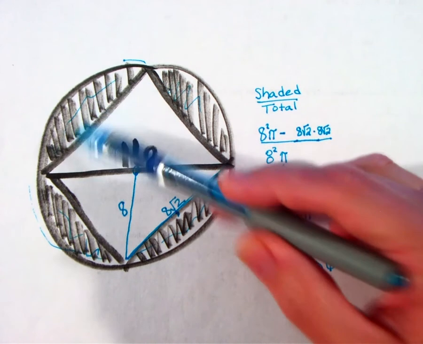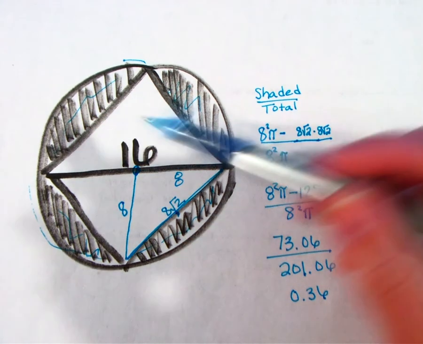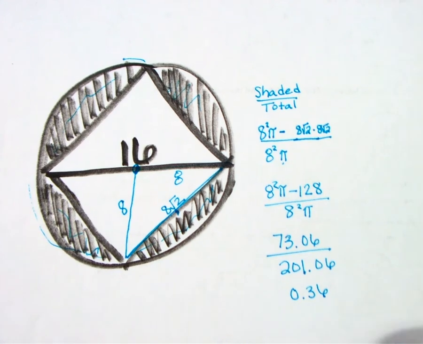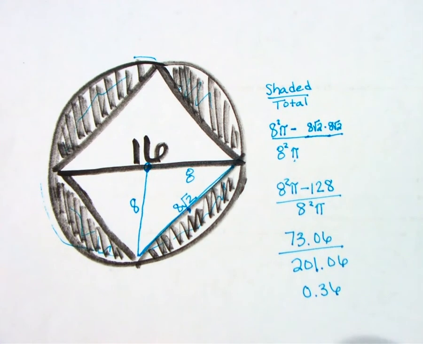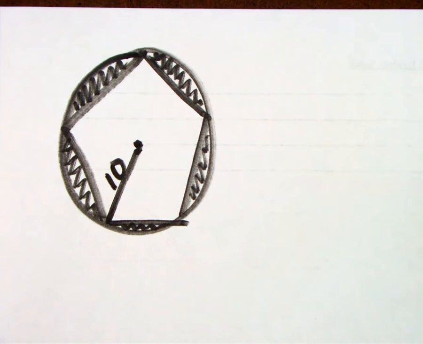Okay? And it should be small. These shaded areas are much smaller than the areas on the inside of the white space. So it should be a small decimal. It's less than half. Okay, let's do two more. So this one's a little bit more complicated, and the last one's probably the most complicated.